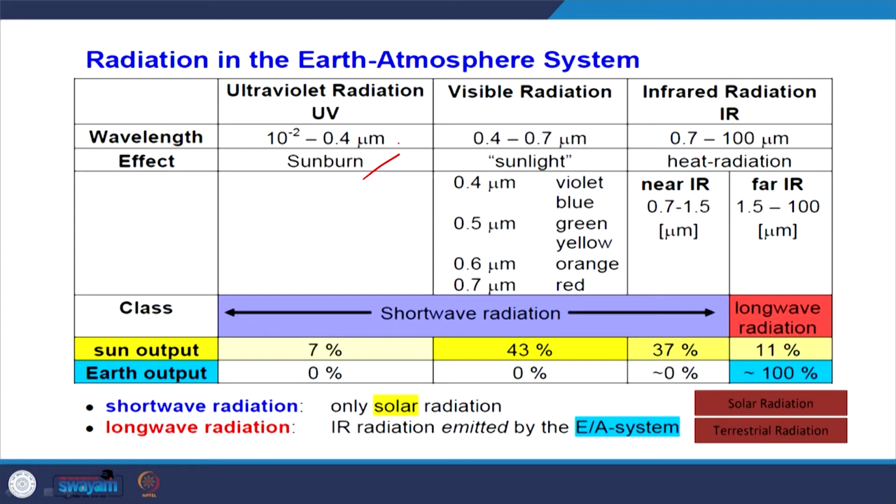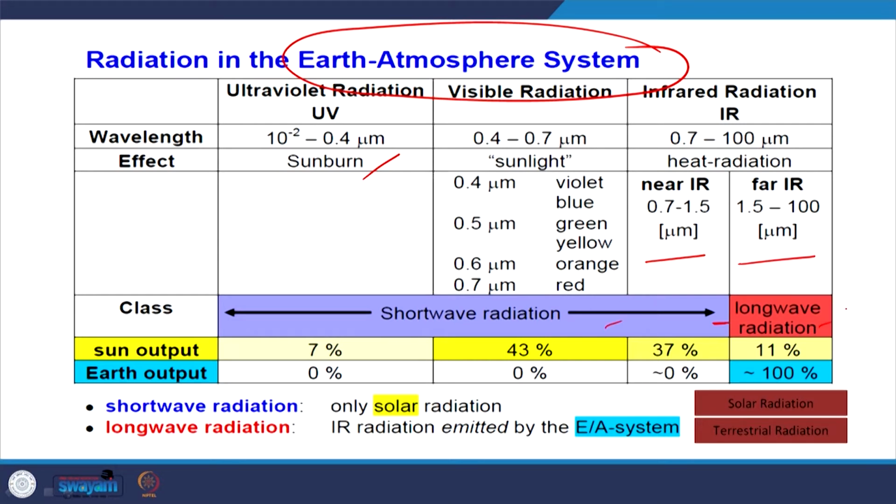The hotness that you feel is basically caused by the infrared radiation, and infrared radiation is again categorized into near infrared and far infrared. By all means, these ranges are defined for the purposes of discussion in the Earth's atmospheric system. Now, if you categorize them into classes, the entire range up to 1.5 micrometers is called short wave radiation, and long wave radiation is anything above 1.5 micrometers. So, this is short wave radiation and this is long wave radiation.